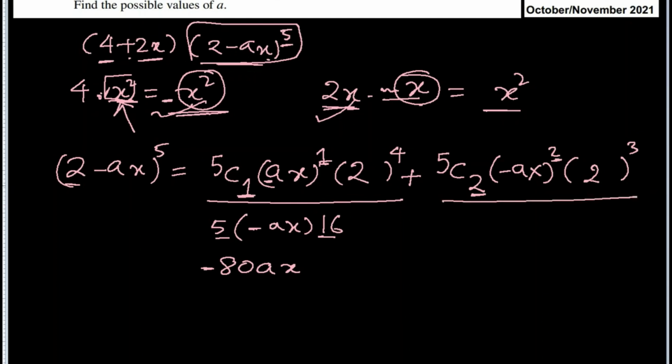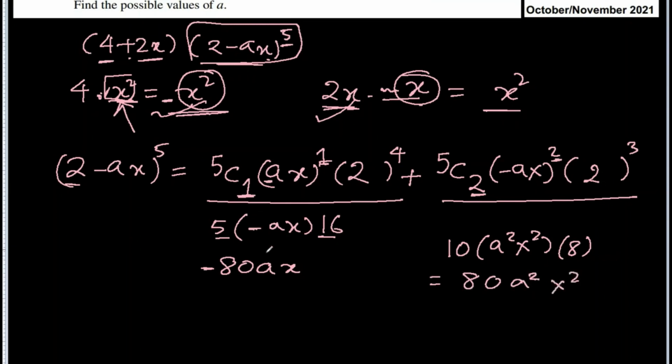What about this? 5c2 is 10. Minus ax square will be a square, x square, and it will become positive because of being squared. It will be positive. 2 cube is 8. And this comes out to be 80 a square x square.